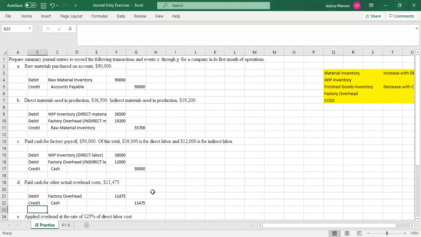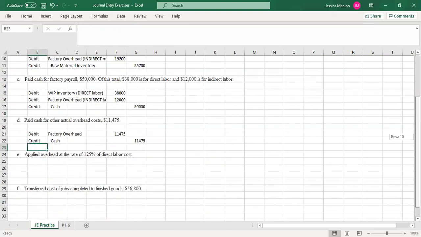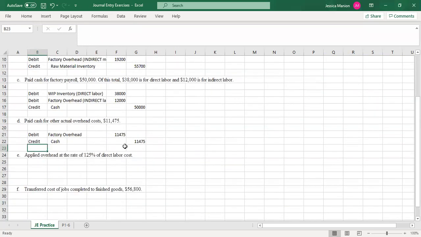And again, it's just given us this kind of aggregate number, this total 11,475. But we can assume that those costs consist of probably insurance on the factory, utilities on the factory, depreciation on the factory, rent or mortgage payable on the factory, factory supplies, maintenance on the factory equipment, repairs on the factory equipment, right? Those would all be considered overhead costs.